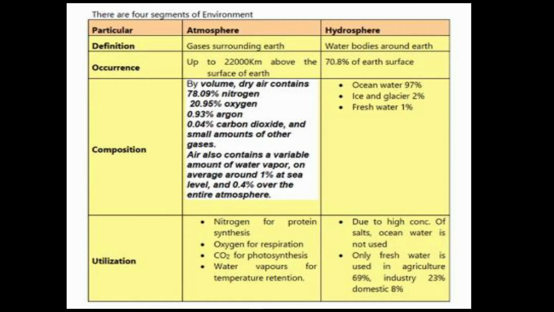Hydrosphere, water bodies around Earth. It covers 70.8% of the total Earth surface. Ocean water 97%, ice and glacier 2%, fresh water 1%. Due to high concentration of salts, ocean water is not used. Only fresh water is used: in agriculture 69%, industry 23%, domestic 8%.